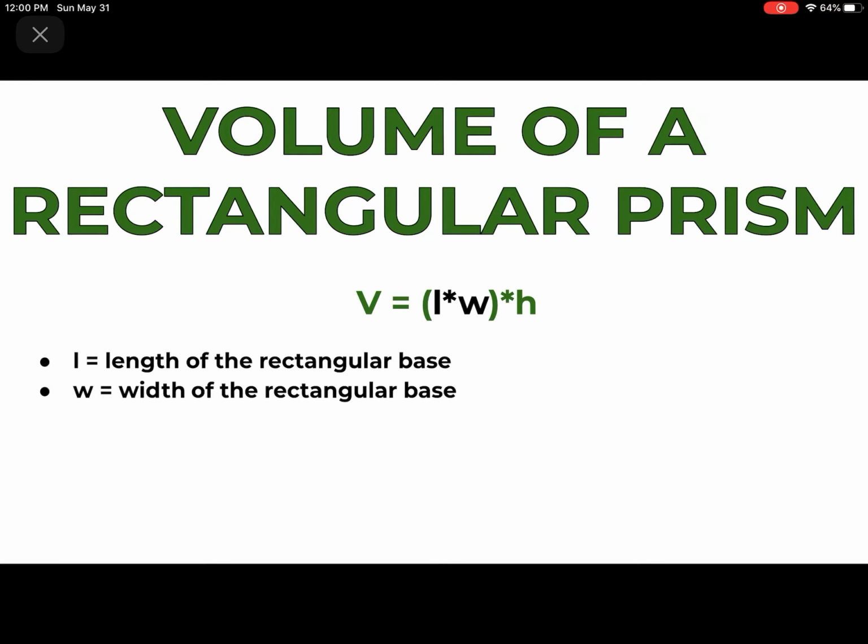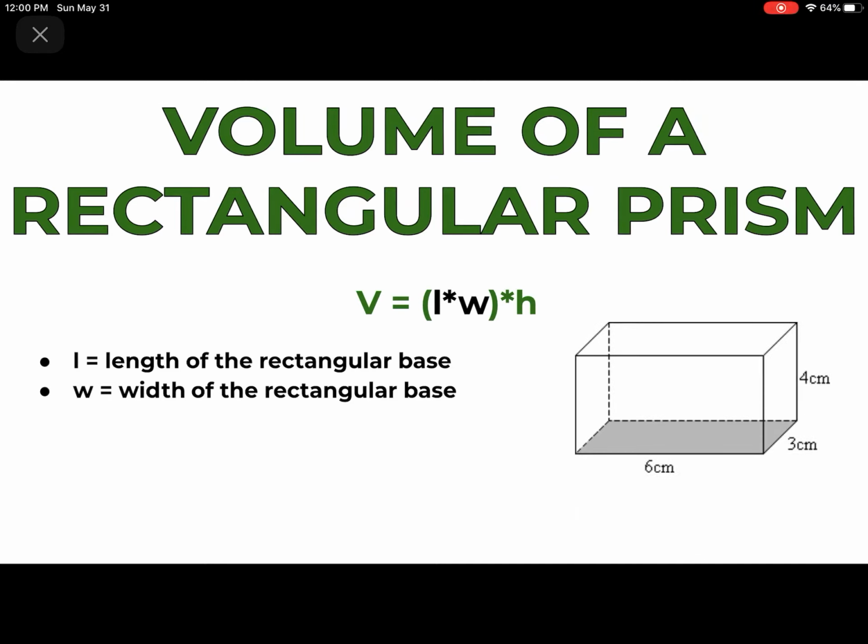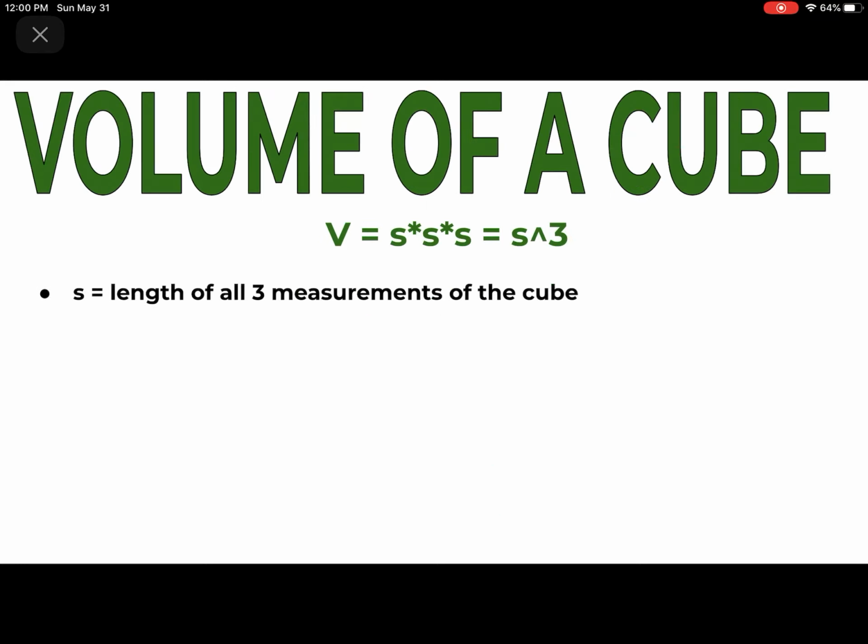Next one, a rectangular prism. Well, the area of a rectangle is length times width. So L is going to be the length of the rectangular base, W is going to be the width of the rectangular base, and we're using this example. So I have 6 and 3 for my rectangular base. So volume is going to be 6 times 3 times 4. Volume will equal 18 times 4. 18 times 4 is 72 centimeters cubed, okay?